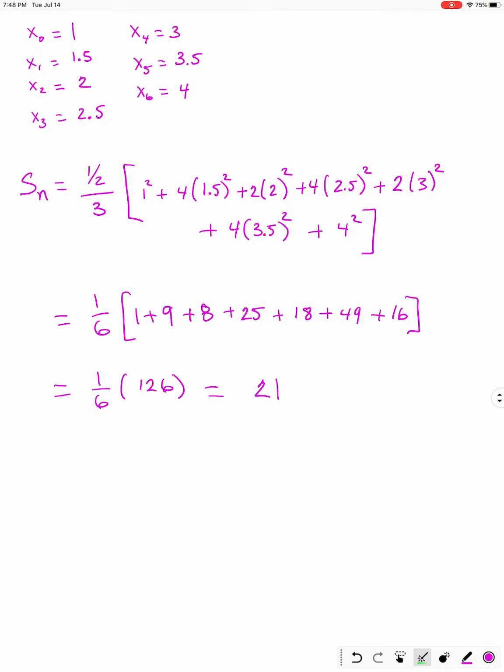So 1 squared plus 1.5 squared times 4 is 9, and 8 is the same as 2 squared times 2, and 2.5 squared times 4 is 25, and so on. I sum all those up, and I get 1/6 times 126, which equals 21. So it's easy to see that Simpson's rule with 6 subintervals was a great approximation, because in this case it was actually equal. So Simpson's rule is a very powerful technique and it gives you a great approximation.